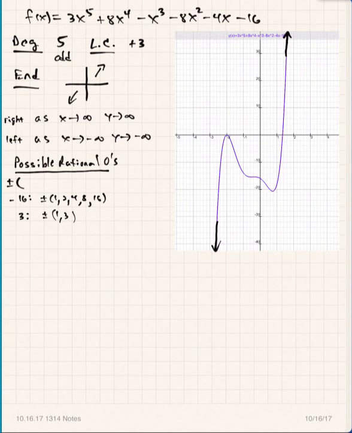And so our list looks like this. It's all of those factors of 16 divided by 1, and so it's 1, 2, 4, 8, and 16. And then all of those factors divided by 3. And so that would be 1/3, 2/3, 4/3, 8/3, and 16/3. So that's our list of possible rational zeros.